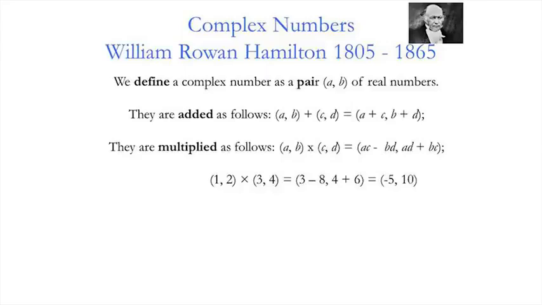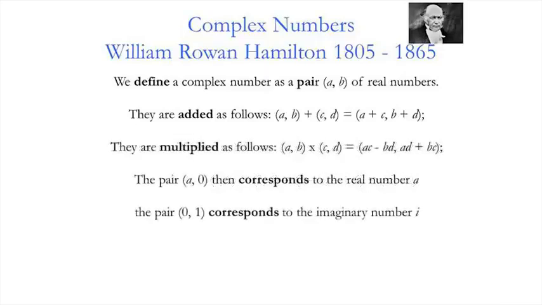All right. But now we make an association, just a correspondence. What I'm going to do is to think of the pair (A, 0), and the important thing is that there's a 0 in the second entry. And I'm going to think of that as corresponding to the real number A. And I'm going to think of the pair (0, 1), just an ordinary pair of real numbers, as corresponding to the imaginary number i.